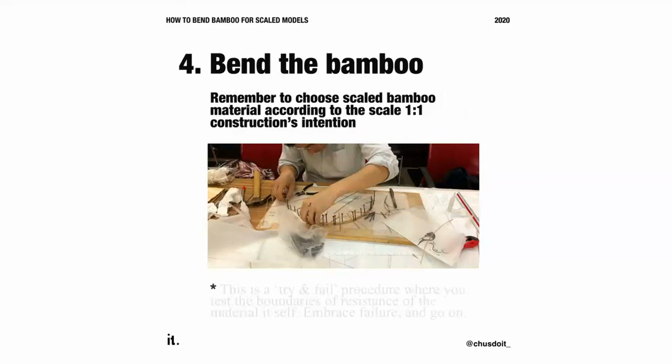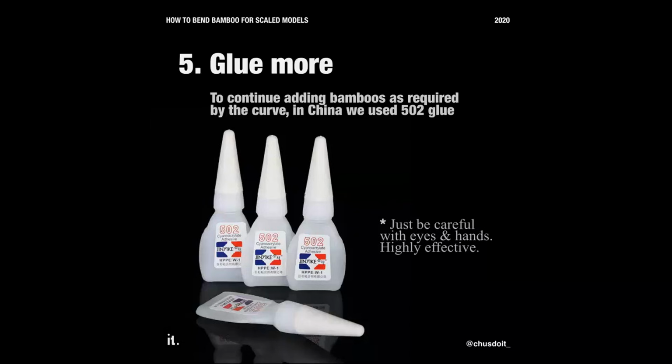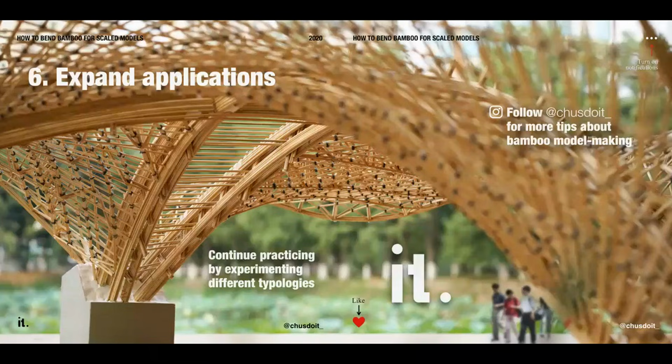Step 5. Glue more to continue adding bamboos as required by the curve. In China we use 502 glue, but all countries have similar products. It is transparent, liquid, and highly toxic, so make sure you are careful with your eyes and hands. It is very effective. Step 6. Extend applications. Keep practicing, experimenting with different typologies.